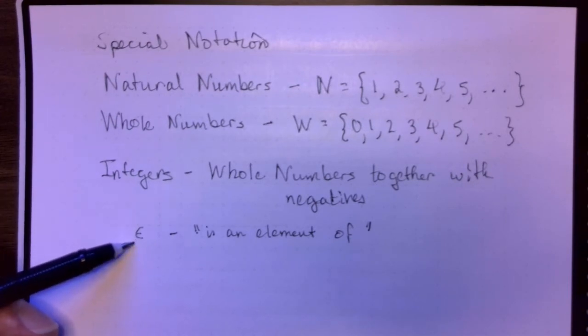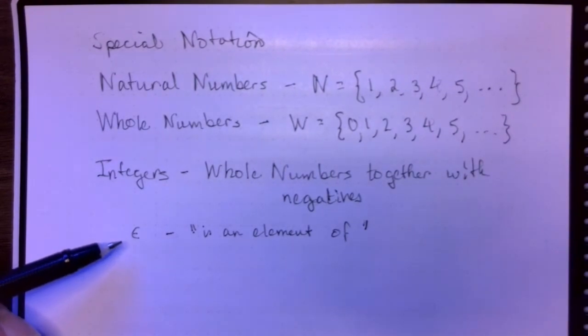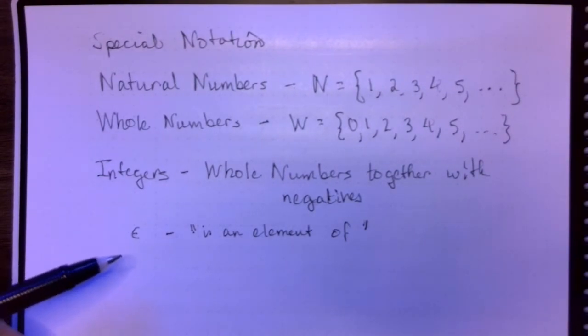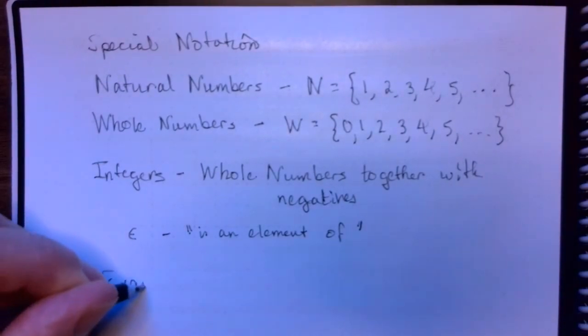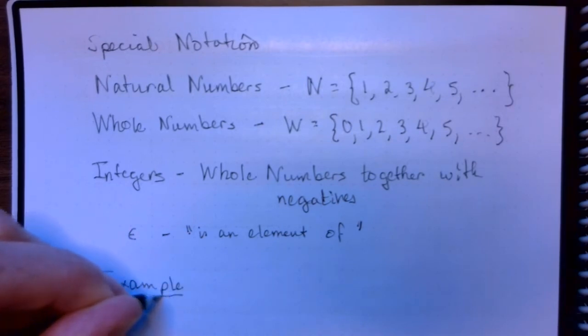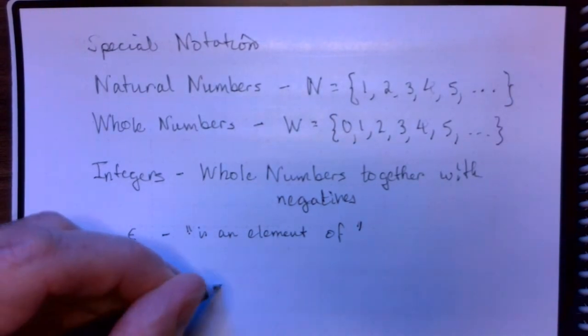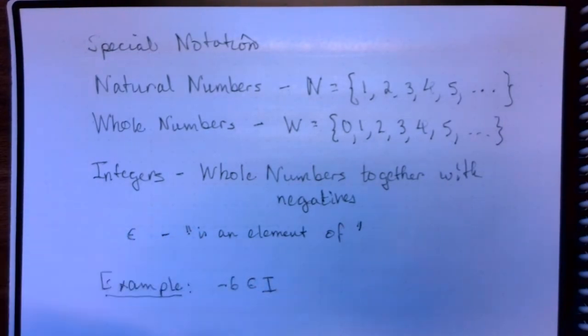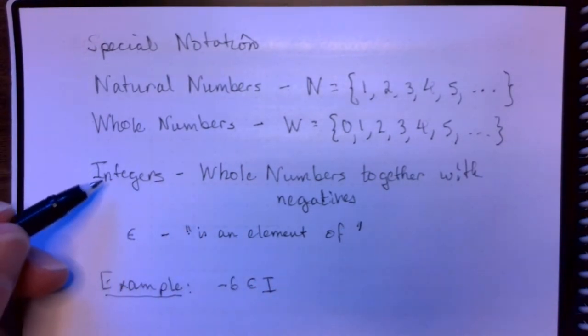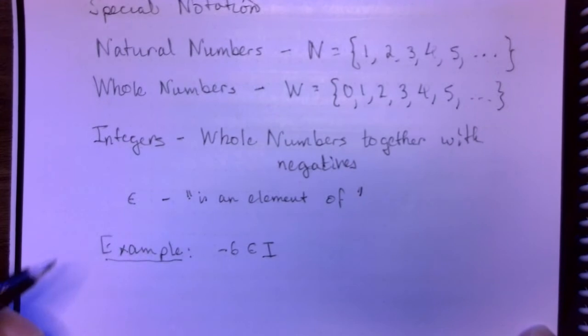This is a symbol that you'll see on WebAssign. It looks kind of like an E, and that is short for "is an element of." So for an example of how to use that in context, -6 is an element of the integers. Okay, the integers are usually denoted with an I in this book.